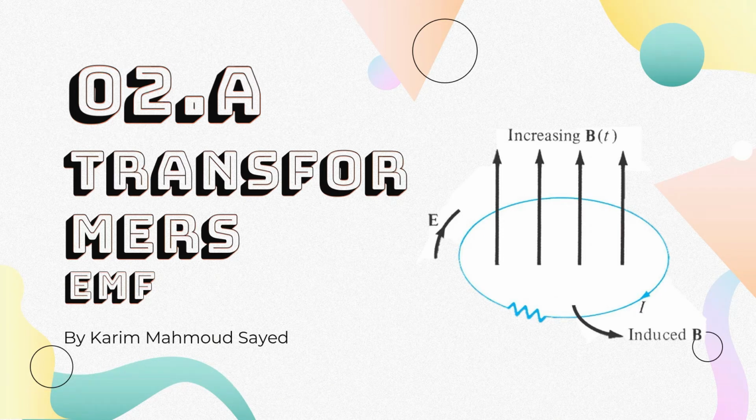Hello to everyone, my name is Kareem Mahmoud Sayed, and today I am talking about a condition in Faraday's law which states what would happen in a stationary loop with a time-varying field, or we can refer to it as transformer EMF. So let's talk about theory for a little bit.